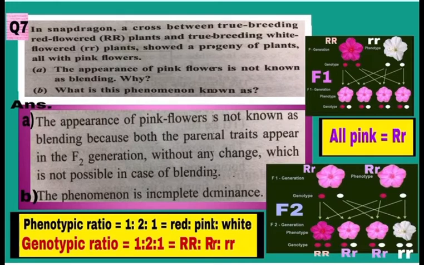Clear? B part of the question. What is the phenomenon known as? It is known as incomplete dominance and it is an example of deviation from Mendel's laws.